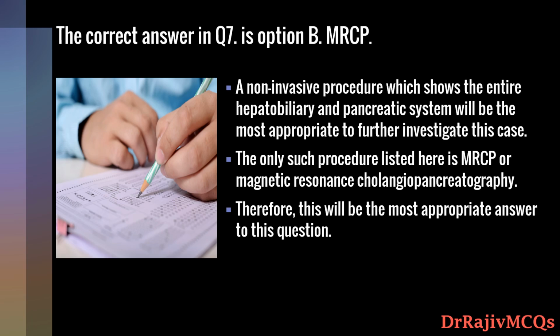The correct answer in question number 7 is option B. Since no stones were detected on ultrasound and CT scan, there must be a soft tissue lesion blocking the flow of the bile into the duodenum. Hence, a non-invasive procedure that shows the entire hepatobiliary and pancreatic system will be the most appropriate one to further investigate this case. The only such procedure listed here is MRCP, or magnetic resonance cholangiopancreatography. Therefore, this will be the most appropriate answer to this question.